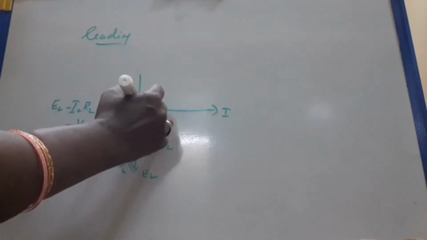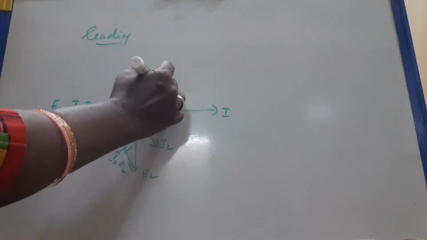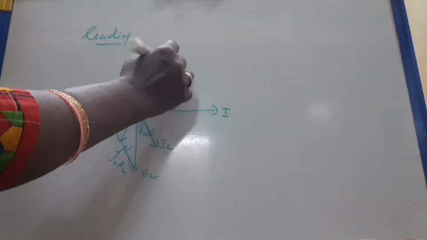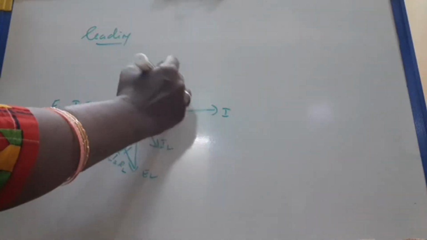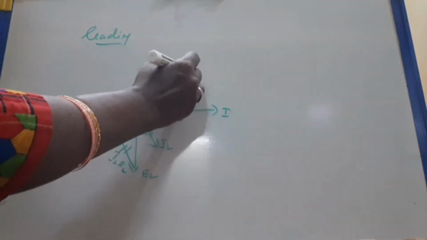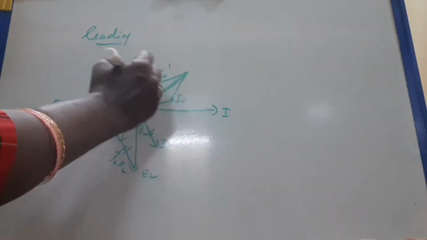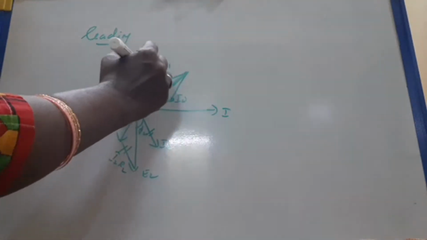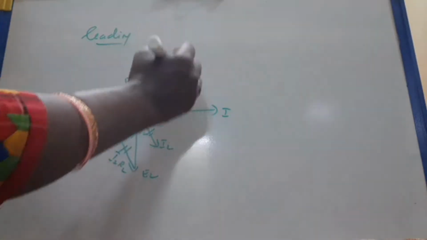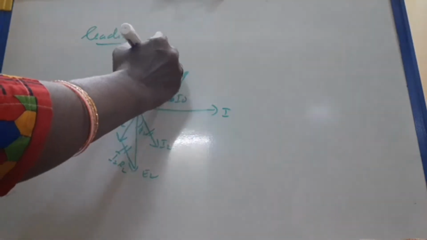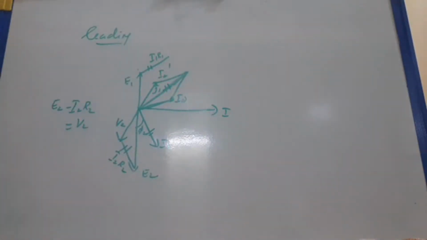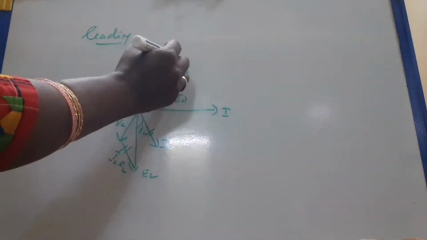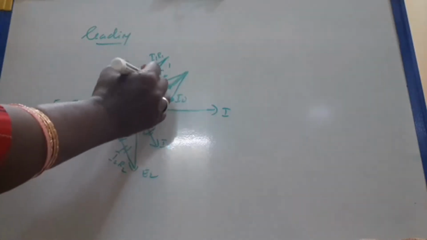Similarly E1. So draw I2 in the opposite direction, I2 dash. I0 is the load current. Draw the parallelogram, in order to know I1. We know all these things. From E1, draw parallel to I1, I1 R1, and E1 plus I1 R1 which gives V1.